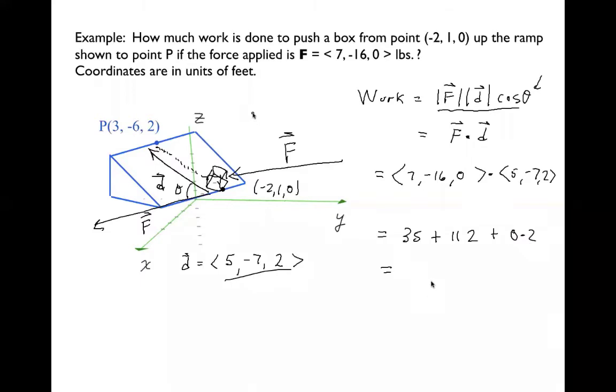So we get 147 Newton meters or joules. Or no, foot-pounds, sorry. So the units of work are distance units times force units. So in English or imperial, force foot-pounds, in metric, Newton meters or joules. So in this case, it's 147 foot-pounds.